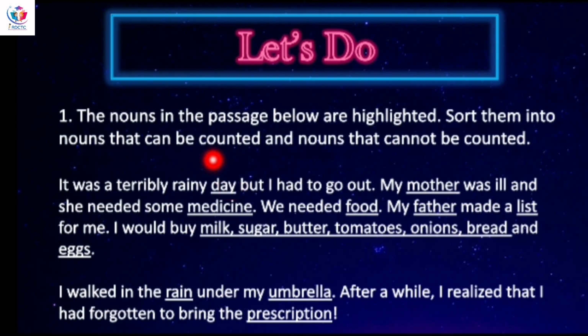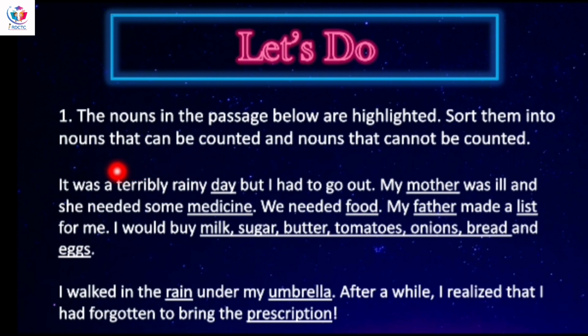First, we do an exercise. The nouns in the passage below are highlighted. Sort them into nouns that can be counted and nouns that cannot be counted. Here I tell you shortly what nouns are. Nouns are naming words, naming words of people, places and things, okay? Some nouns we can count. Some nouns we cannot count.